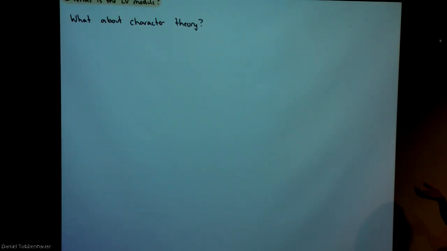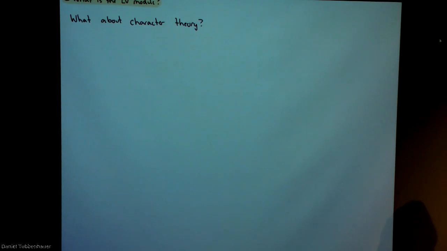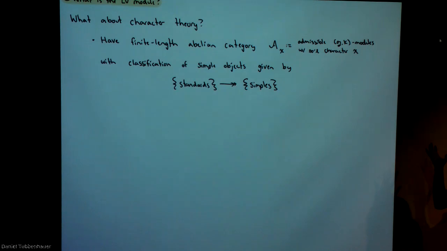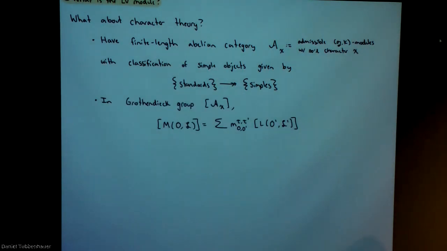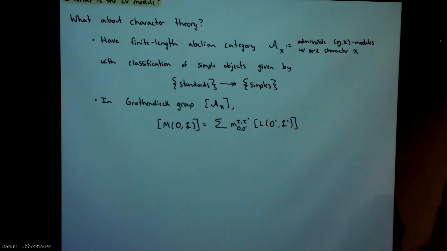Okay, so I told you about some classical representations. I gave you what I think is a nice parameterization of simples. And so what's the next question we ask about classical representations? We ask about their character theory. So in this case, we have some finite length abelian category, and it has a classification of simple objects, which is given as quotients of certain standard objects, which are easy to define. And so that means that in the Grothendieck group, we can take the class of the standard object, decompose it into simple objects, and ask what multiplicities show up. So classical representation theory question, what are these multiplicities?